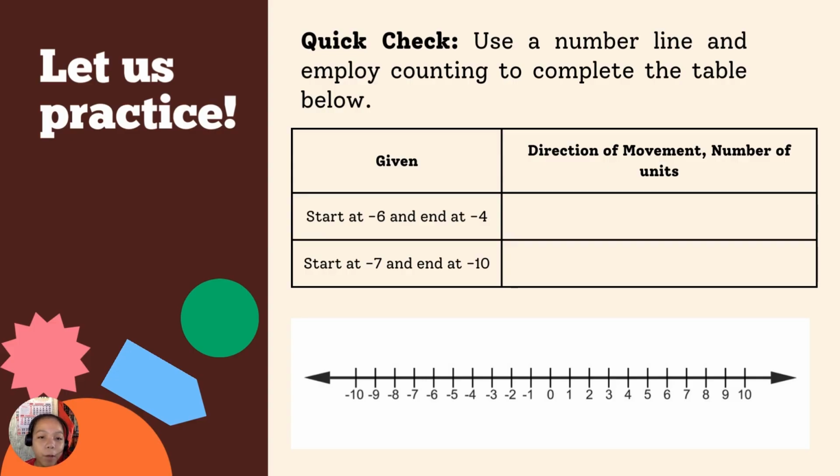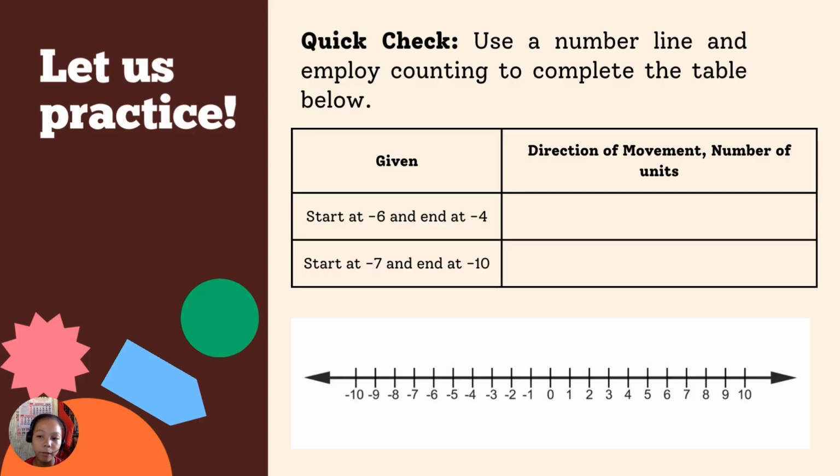Use a number line and employ counting to complete the table below, given the direction of movement and number of units. Start at negative 6. We have to locate negative 6. Where is negative 6 found? On the left side of the number line. How about the direction of movement from negative 6 to negative 4? Yes, right. Next, we have to find the number of units. The given end is negative 4. From negative 6, we have to jump 2 times to the right. The two jumps represent the 2 units. So the answer is right, 2 units.